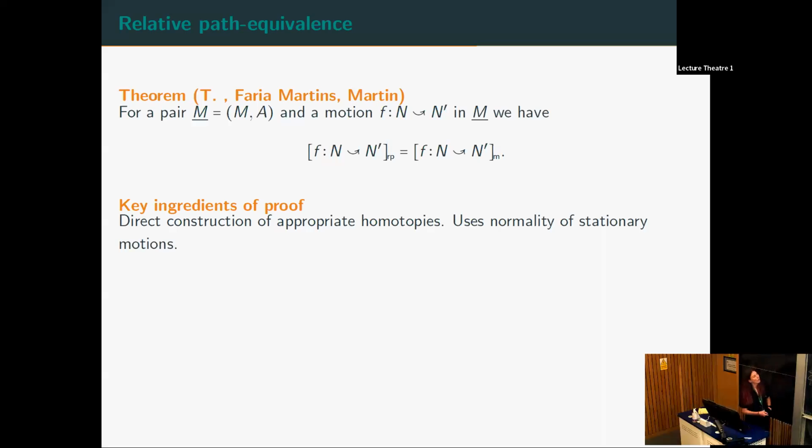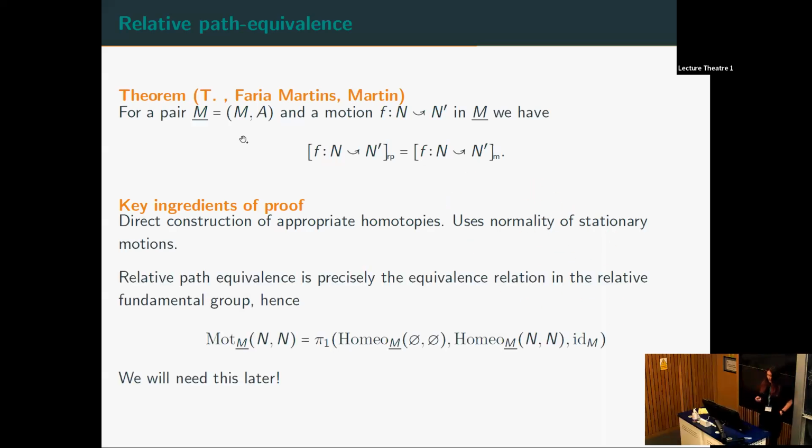We prove that these two equivalence relations, this relative path relation and this motion relation, define precisely the same relation. The key ingredients of this proof are essentially direct constructions of the appropriate homotopies, where we use again that these stationary motions give us something normal. What's really significant about this result is that this is precisely the equivalence relation used to define the relative fundamental group.